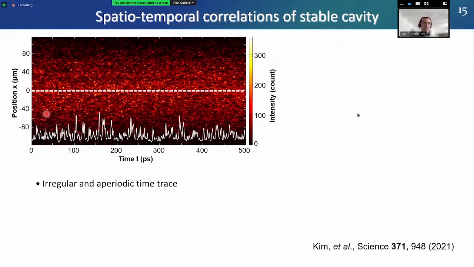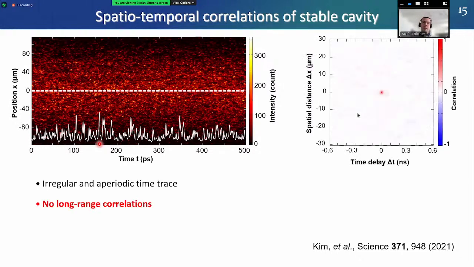The time trace of one spatial channel, for example here in the center, you can see that we have an irregular and aperiodic time trace, which is ideal for random number generation. Moreover, we see that the filamentation has completely disappeared. Here you see again the spatiotemporal autocorrelation function, and there are no longer any long-range correlations. So that is an important prerequisite for random number generation.